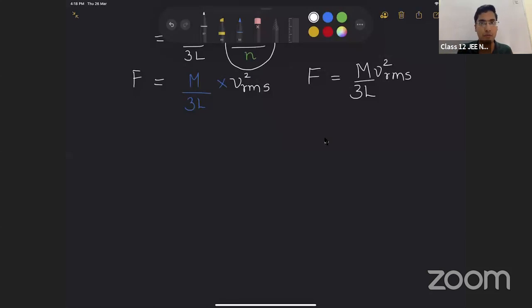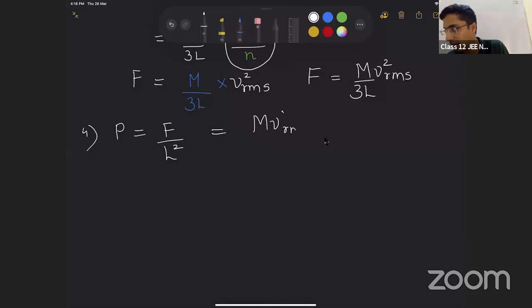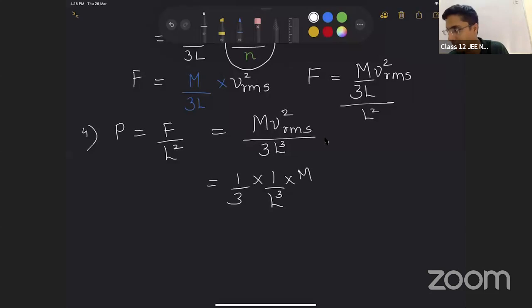Now, what did we start off doing? We wanted to compute the pressure. Now, pressure, we said that was F by L square. So if I substitute the value of F, it is m Vrms square by 3L cube. Now, why 3L cube? If I do this by L square, L cube will remain. So this is what becomes the pressure. So this is nothing but 1 by 3 into 1 by L cube into M into Vrms square.